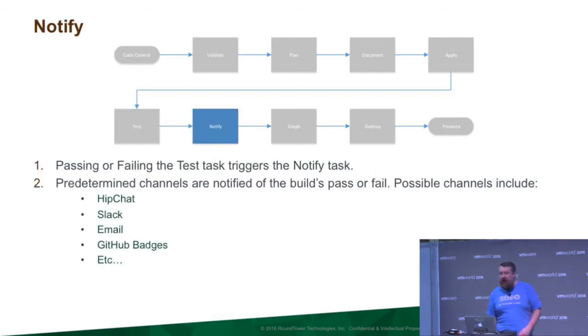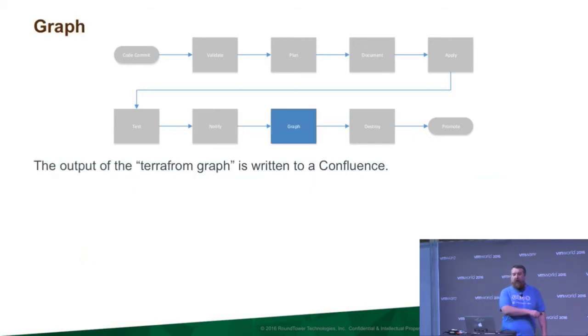We're going to kick this off again through HipChat, Slack, email, whatever, and then we're going to graph it. So Terraform has this awesome function called graph, where it gives us a visualization of our entire infrastructure, all the dependencies, what relies on what, talks to what, gets built before what, and so we can document that in Confluence as well, to go alongside our regular documentation.